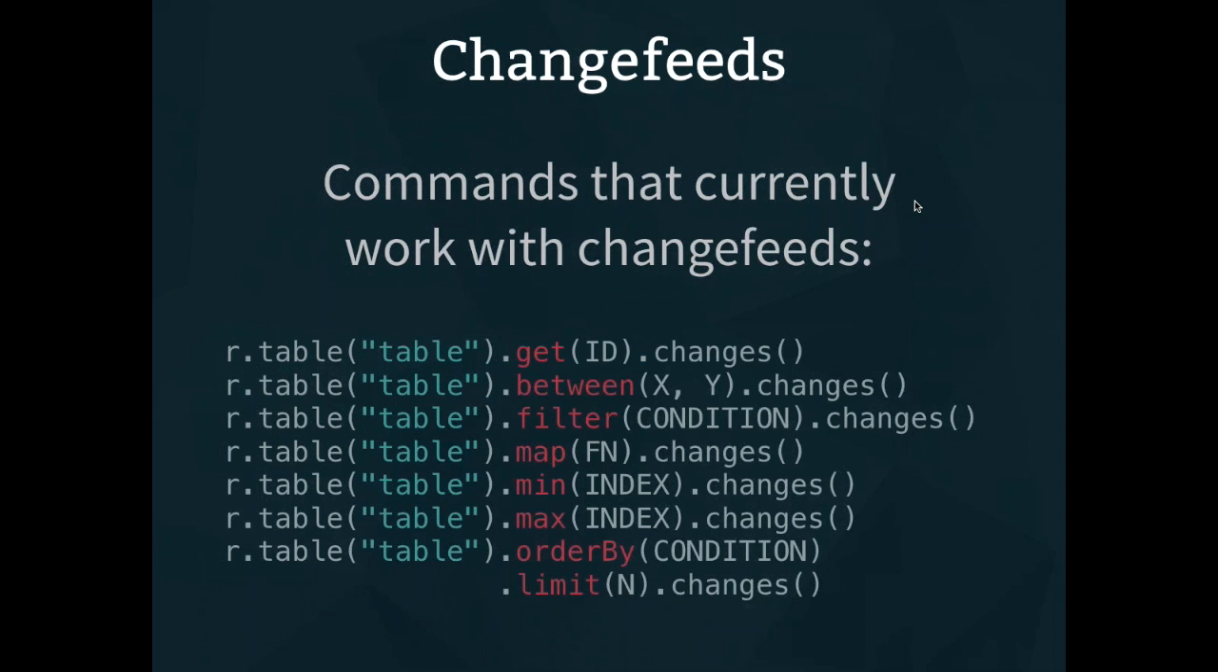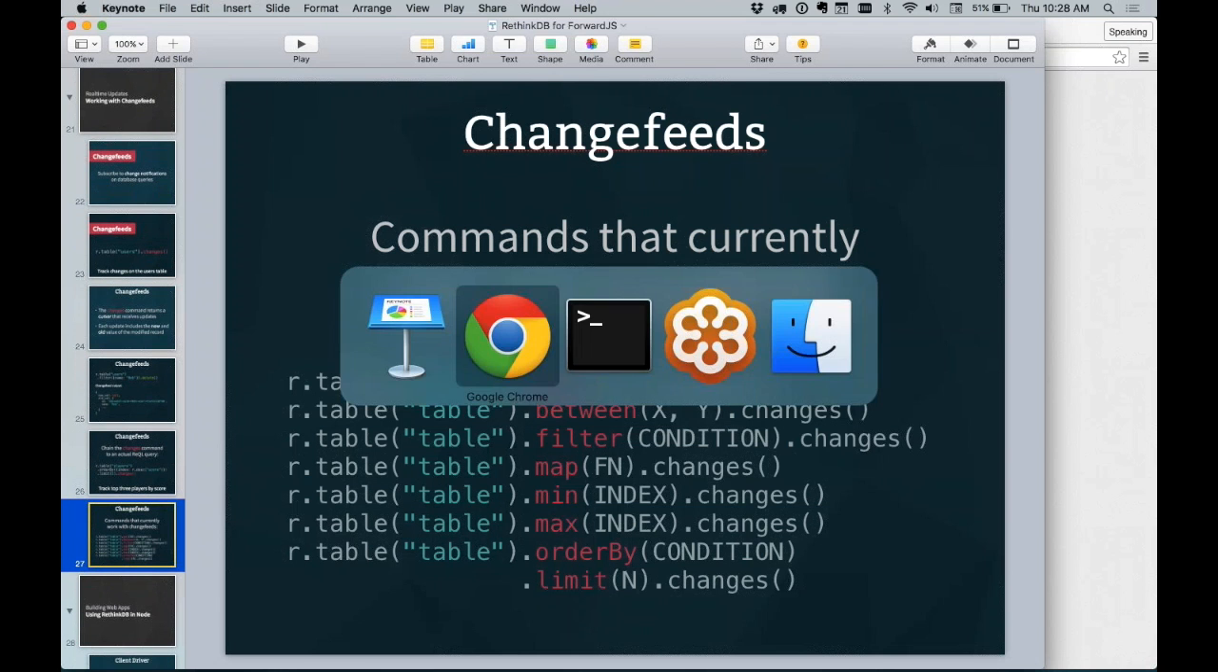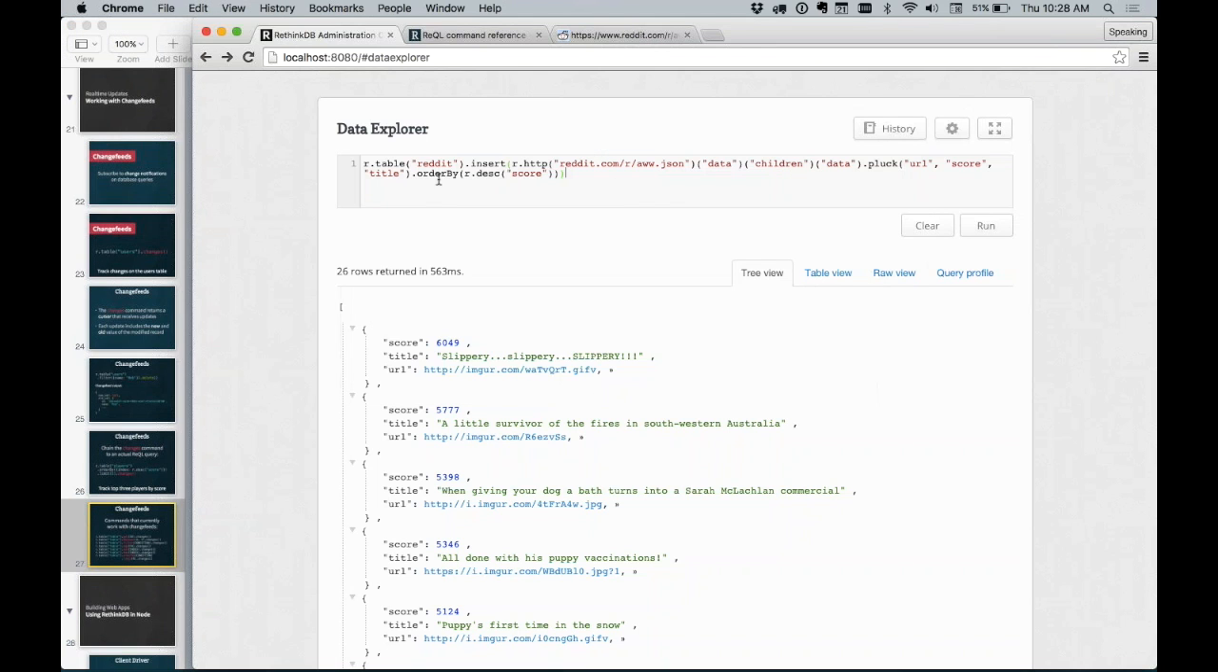Change feeds currently work with a certain subset of ReQL. These are the kinds of ReQL queries that you can attach change feeds to, and we're increasing this all the time. We're trying to make it so that change feeds will work with virtually any predictable set of queries. But you can see here you can perform it on a filter operation, min, max, order by, and limit. This gives you a lot of flexibility. So I want to show you what a change feed looks like in the Data Explorer, just so you get a better sense of how that works.